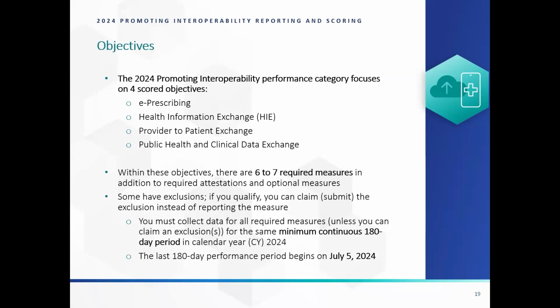Many of the measures that are required have exclusions. So if you qualify for the exclusion, that would mean you don't report data for that measure and you claim the applicable exclusion. You have to collect data for all your measures for the same 180-day period. And so if you're counting for 180 days, the last day to actually begin is 180 days from the end of the year, which happens to be this year, July 5th. Next slide, please.